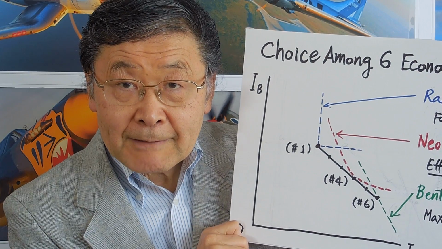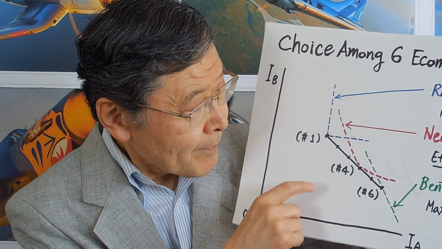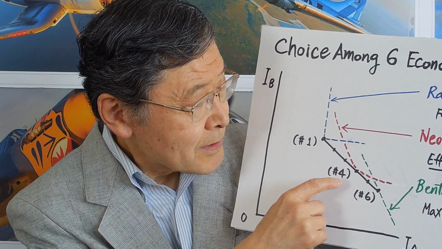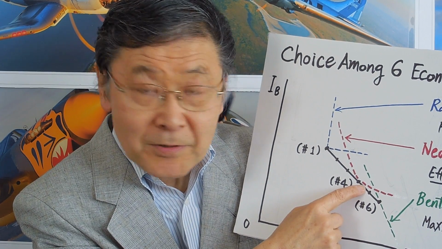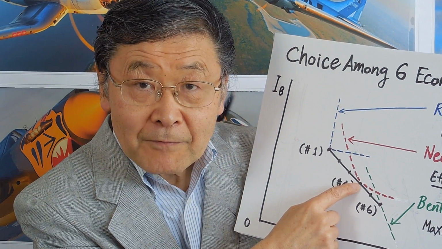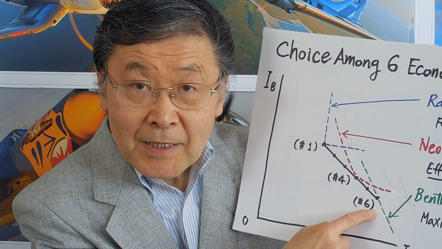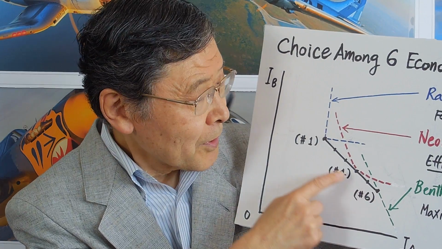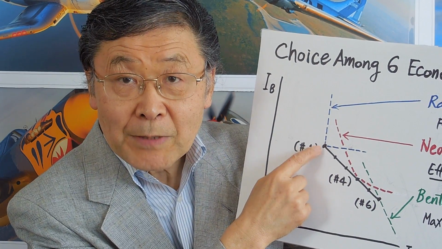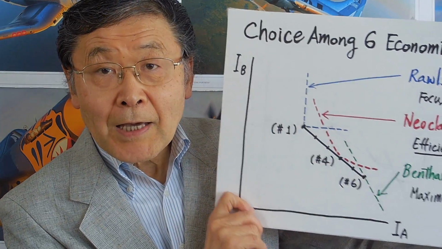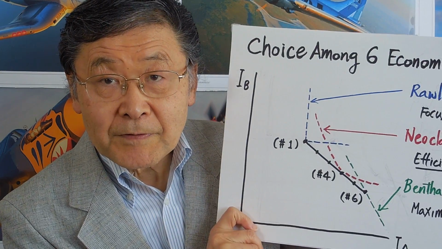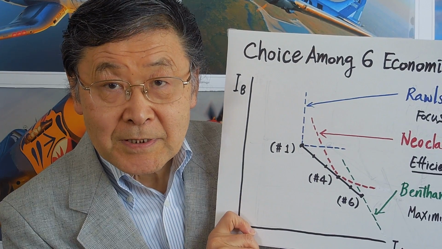And then in our class, number 4 was most popular, so to speak, followed by number 6, and there are relatively few people who chose number 1, the equal distribution. Now, how can you interpret these different results?